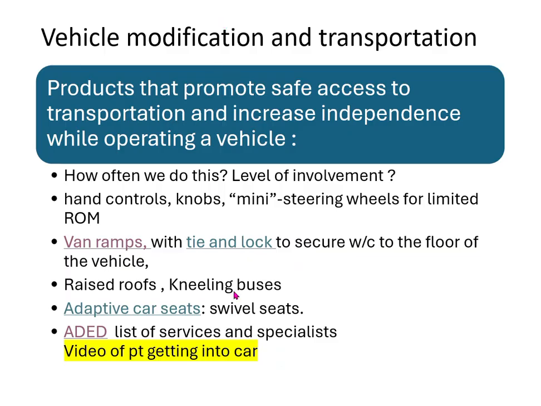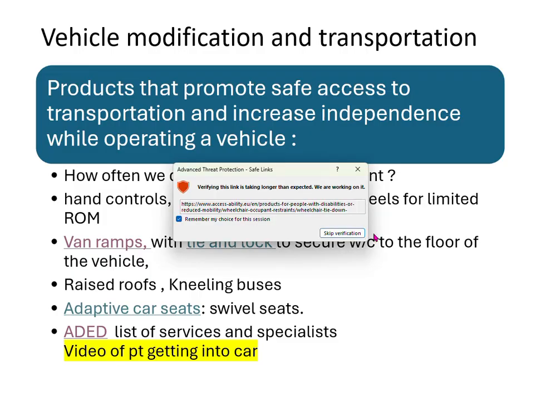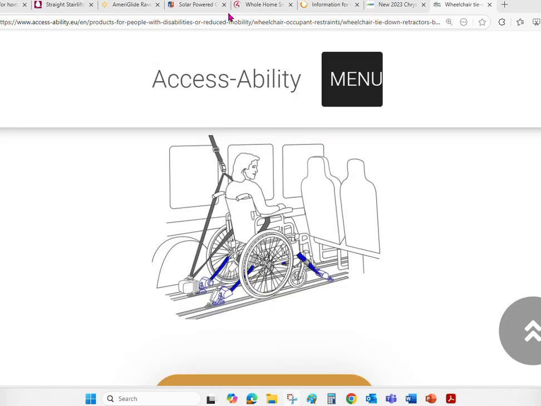Now, if the client ever gets into a van, then they have to be tied. Not the client, but the chair has to be tied with a tie and lock system. This tie and lock system basically stabilizes the chair against the floor of the van or the car. This is a good example here. So the blue straps here, there are 4 of them, and this particular client, in this case, she's a passenger in the van in the back. So the chair has to be tied to the floor of the van, and this is the tie system we're talking about. So the chair is completely secured to the floor of the van.